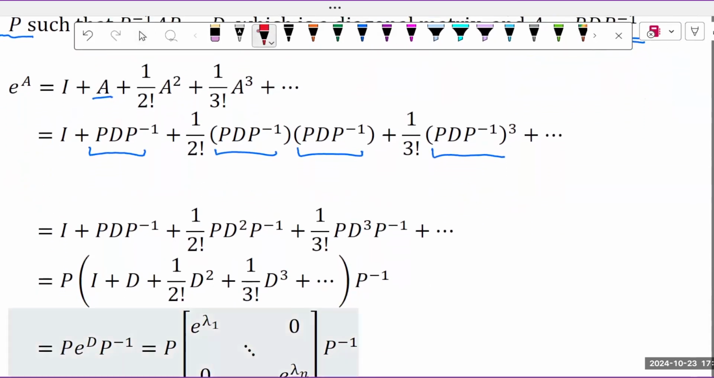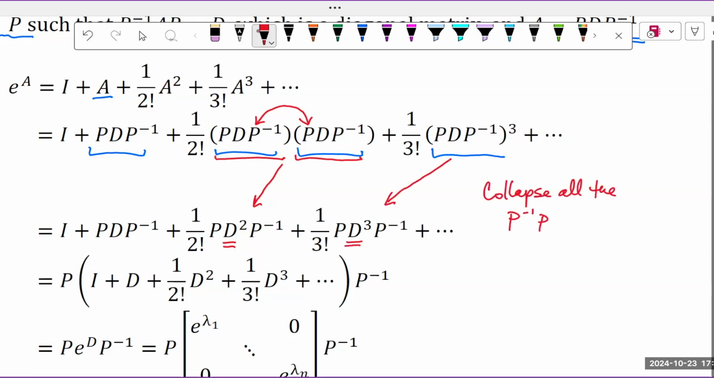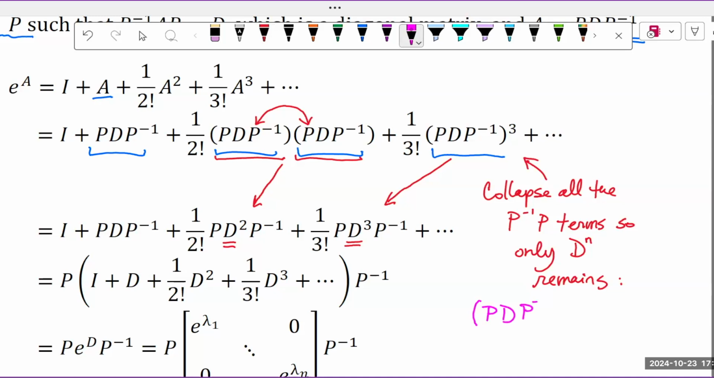Look at this term here, A squared. What do we see? P inverse P is simply the identity. So we are left now with P, the diagonal matrix squared, times P inverse. So everything is going to collapse because of the P inverse P terms. In other words, P times diagonal matrix D times P inverse raised to the nth power collapses down to P, the diagonal matrix raised to the nth power times P inverse.